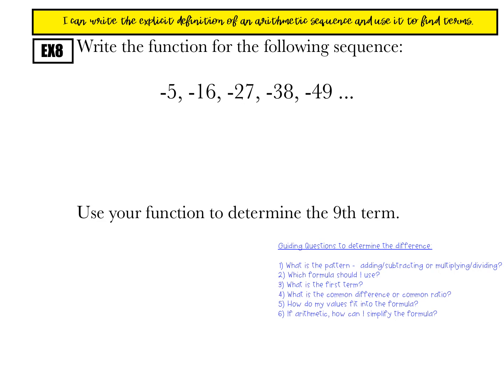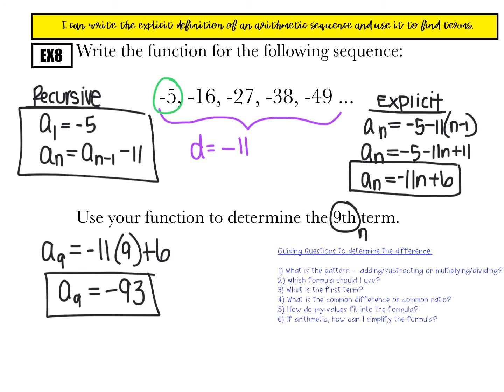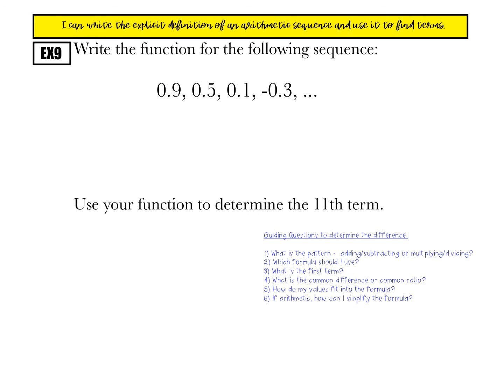All right, so pause the video and try example 8 on your own. All right, so for example 8, you should have seen that it is an arithmetic sequence with a common difference of negative 11 and a first term of negative 5. So my two functions are here and here. And then using this function, I was able to find the 9th term by plugging 9 in, and I got a sub 9 is negative 93. So if this pattern continues out to the 9th term, the value is going to be negative 93. All right, pause the video and try number 9 on your own.